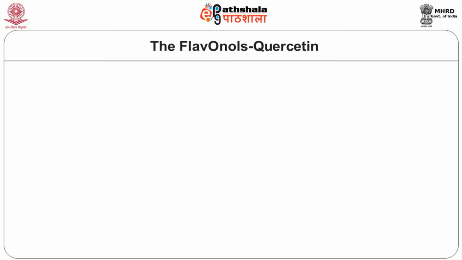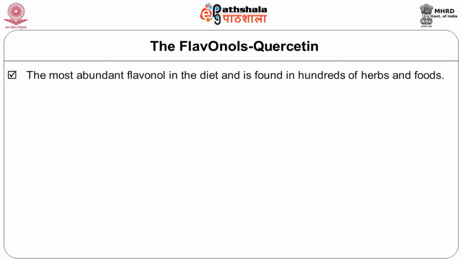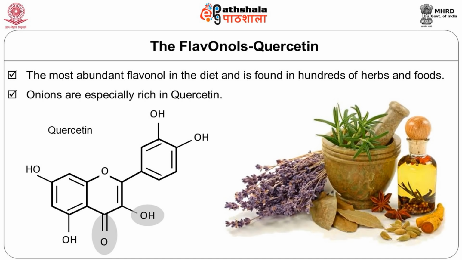The flavonols: quercetin is the most abundant flavonol in the diet and is found in hundreds of herbs and foods. Onions are especially rich in quercetin. It has proven antioxidant effects, which can deactivate many of the free radicals.